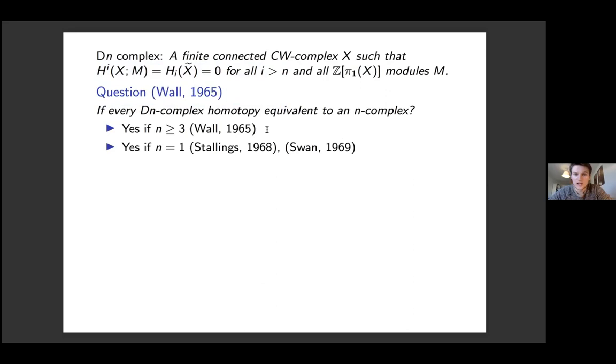It was also proven in the case n equals 1 with a combination of work of Stallings and Swan in the 1960s, just following Wall's work. And the case n equals 2 just remains completely open. This is known as Wall's D2 problem.